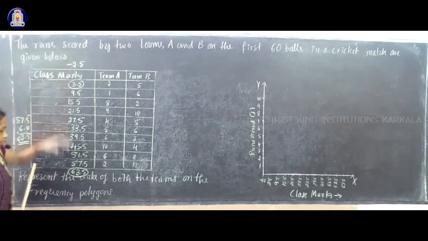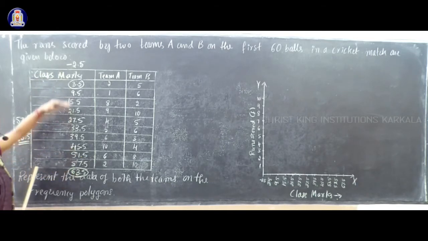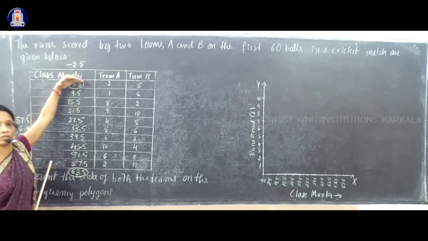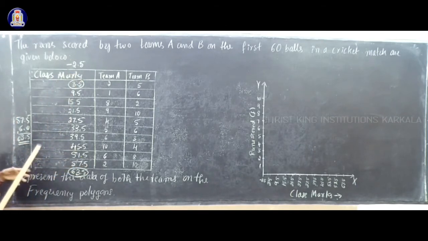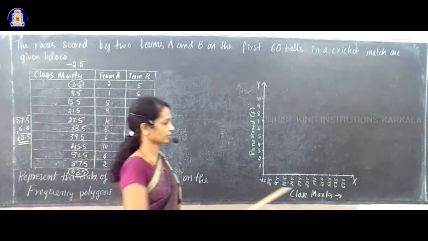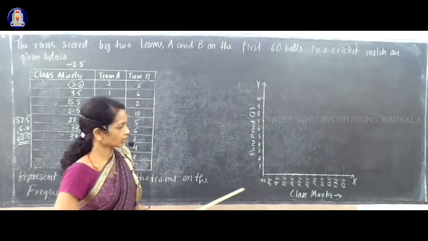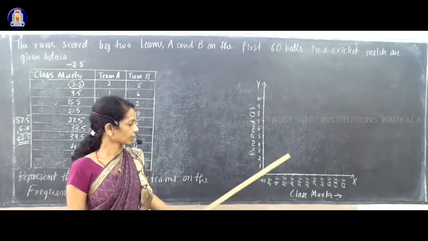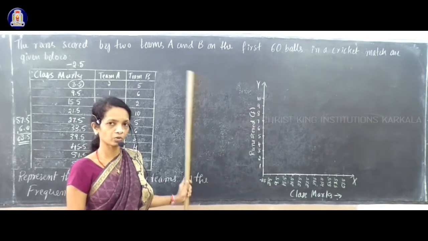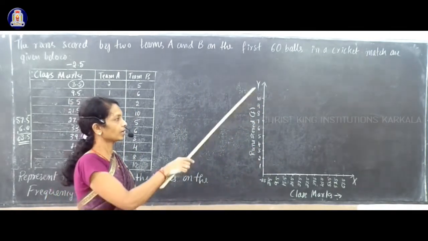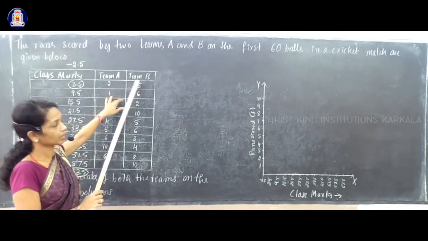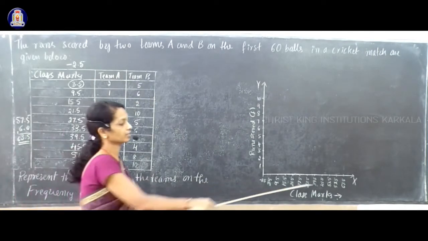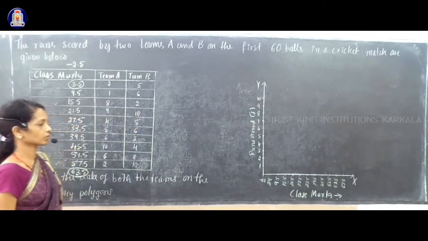But two more class marks you have to calculate, that is here the previous of the first class mark and here the next class mark after the last class mark. After getting like this you have to draw the x-axis and y-axis, and on that take points at equal distances on both axes. On the y-axis you have to take the frequencies of team A and team B. On the x-axis we mark class marks.